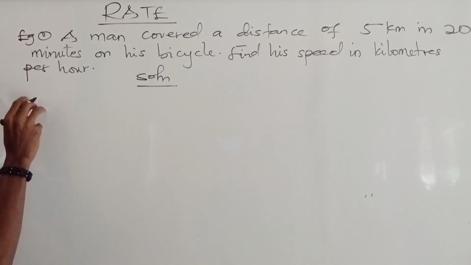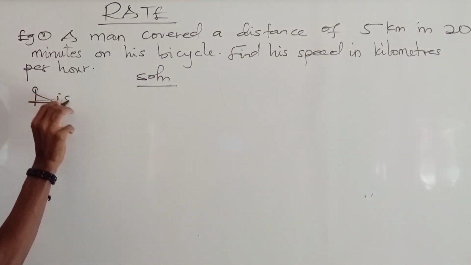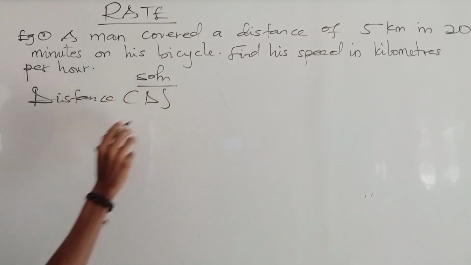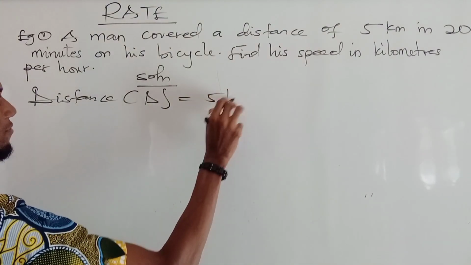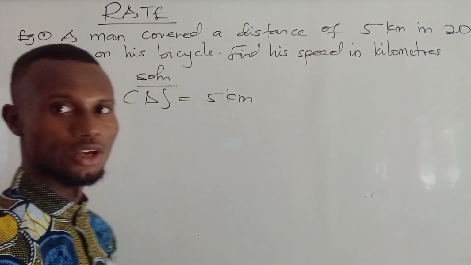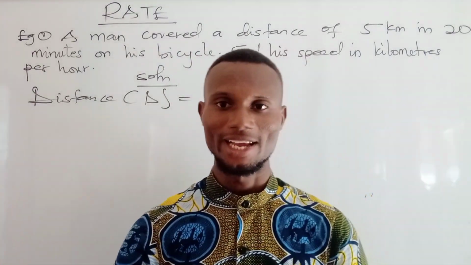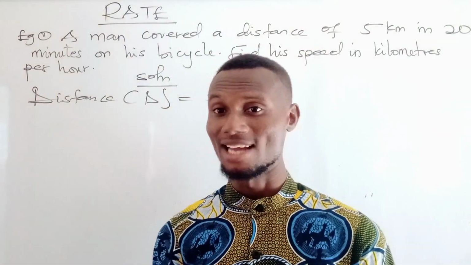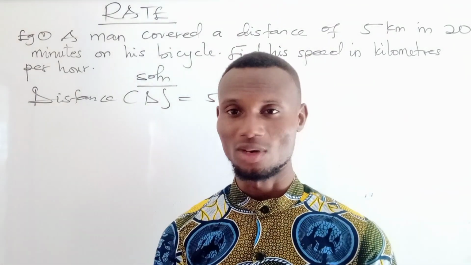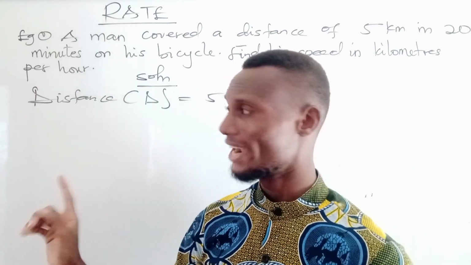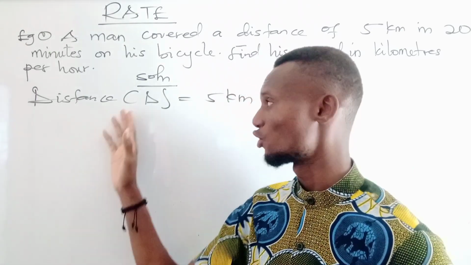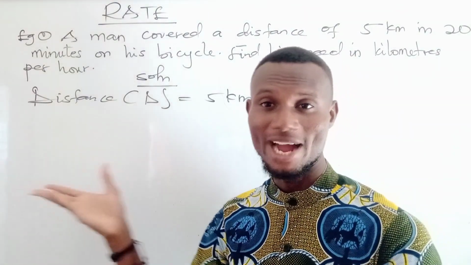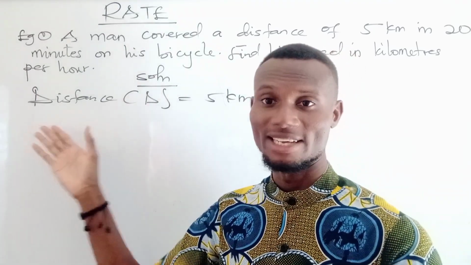You have to write your distance. Write the word distance in full, then in brackets you bring D, equals 5 kilometers. Don't only write D there. You cannot assume that the person marking, the examiner, knows that the D represents distance. No, you cannot assume that. So you need to write the word distance in full, then in brackets D, so that the D is defined to whoever is marking your work, that the D represents distance.